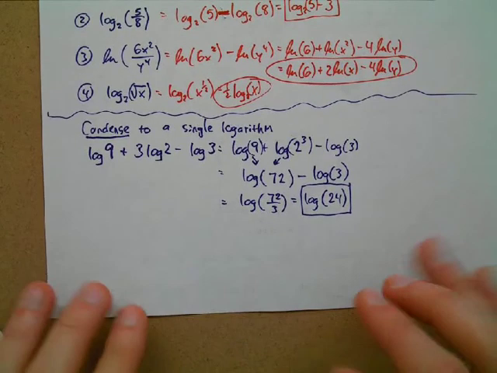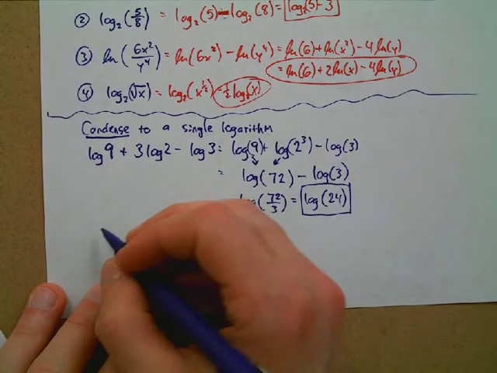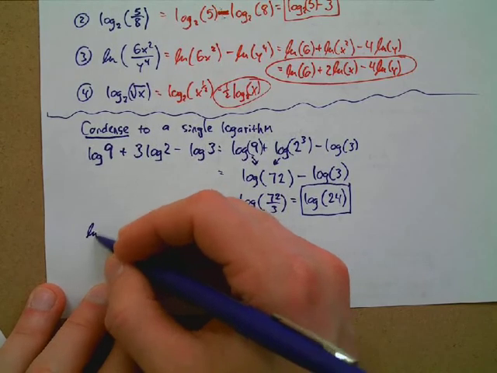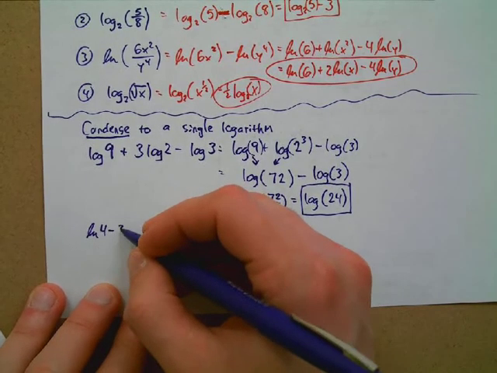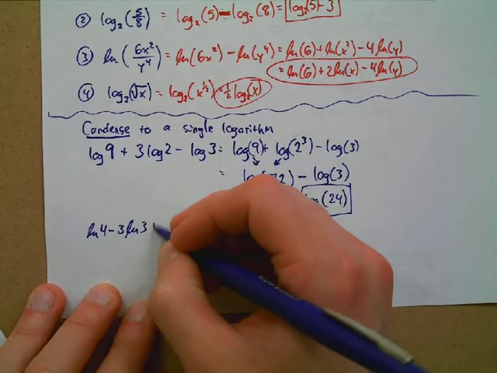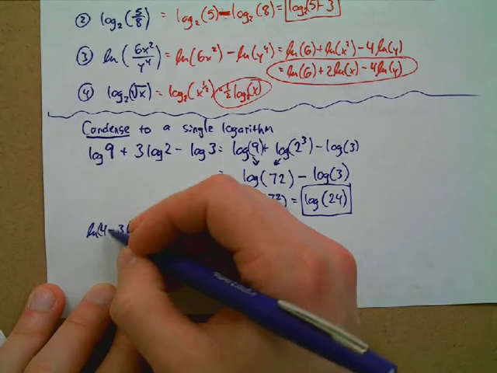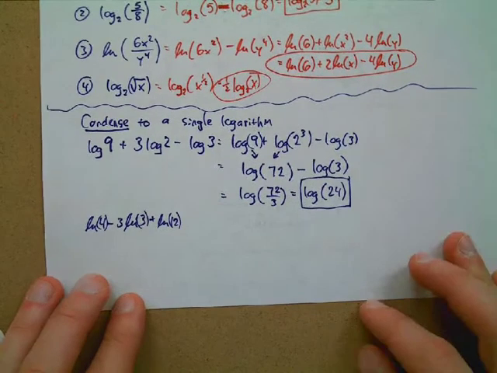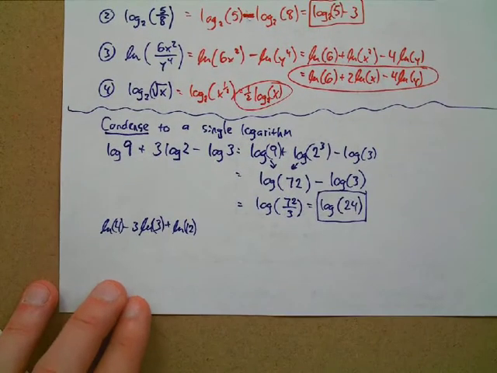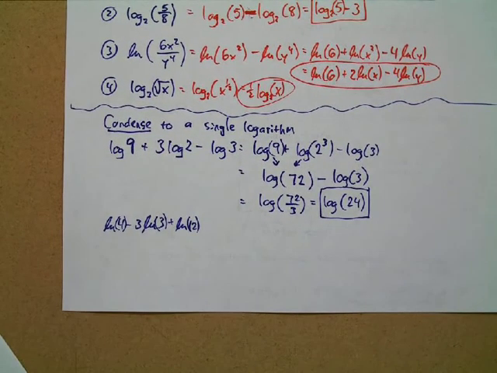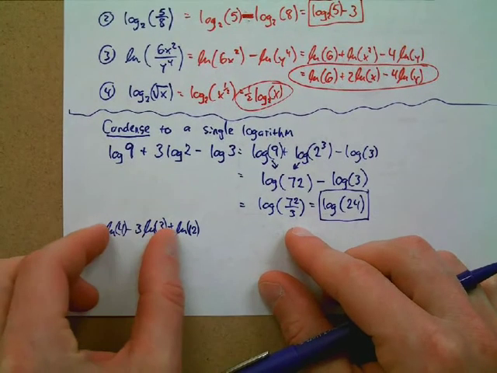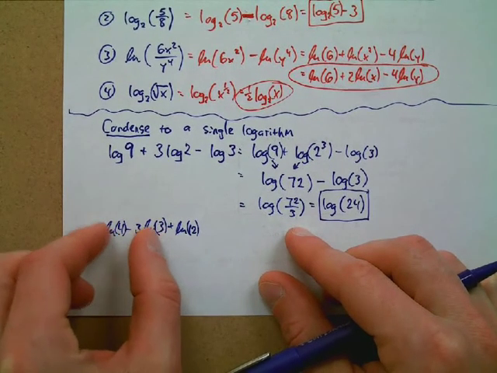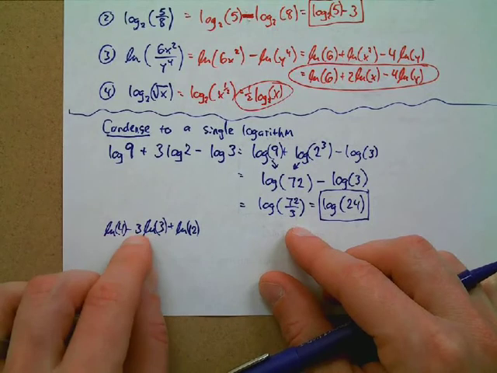All right, we'll do one more here. Let's use natural log. So natural log of 4 minus 3 times the natural log of 3 plus the natural log of 12. Okay, last one here. I'll get you guys started on the assignment. All right, first step here. Can we go ahead and put these two logarithms together? Can we put these two together right here? Not quite. We have this 3 in front. So we're going to have to take care of that 3.